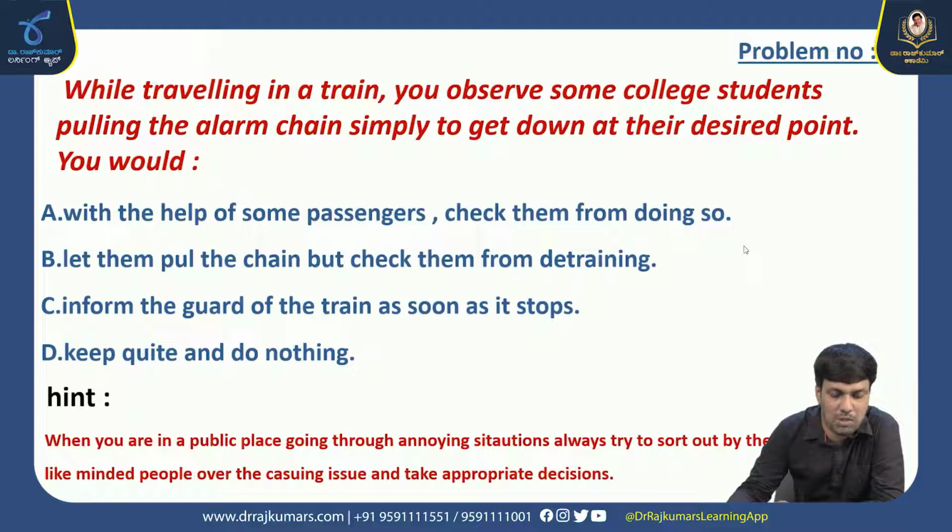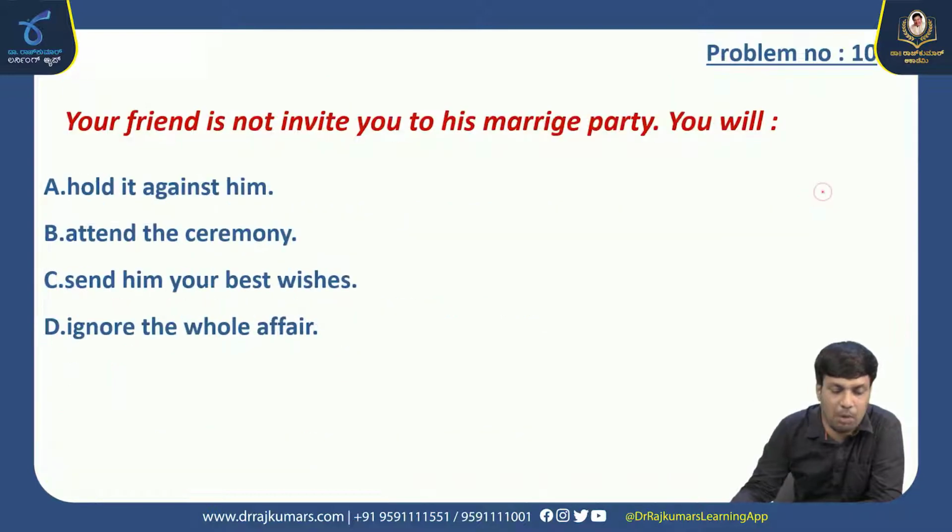Right? What is the best possible option here? With the help of some passengers, check them from doing so is the best option. The right option for this kind of situation is option A. Next problem. Problem number 10. Your friend has not invited you to his marriage party is the condition. In such a condition, they are asking what would you do?